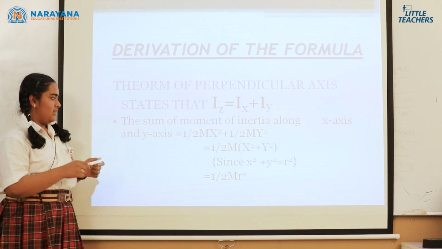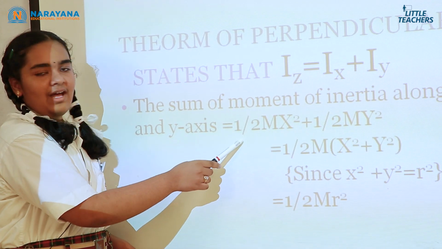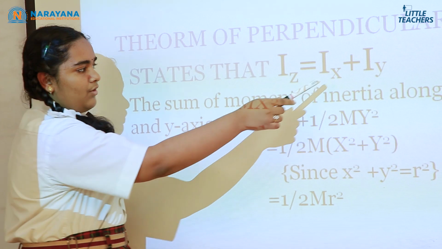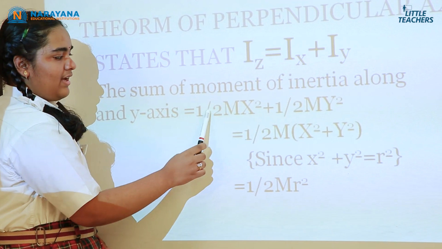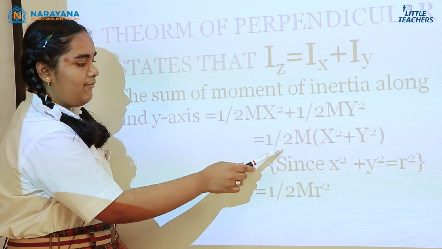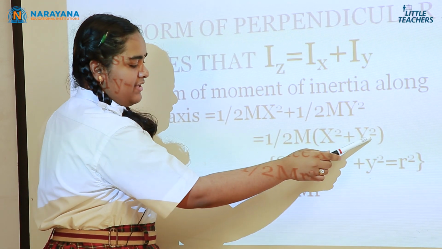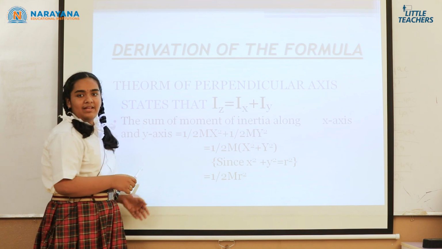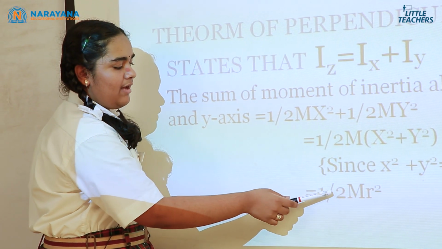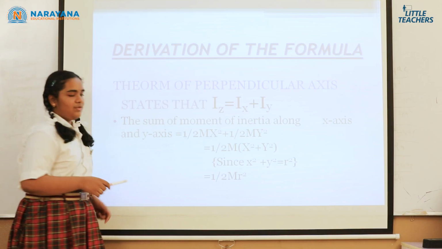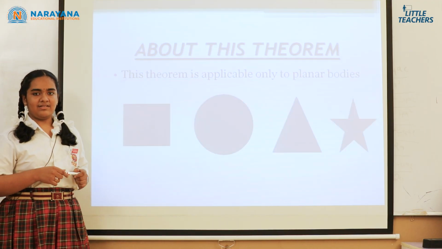So, we will prove this. Moment of inertia along x-axis is half m x square, as we know. Along y-axis is half m y square. So, when you add this, I take half m in common. So, we get half m (x square plus y square). As we proved, x square plus y square is r square, I substitute that in this equation. I get half m r square. As we know, moment of inertia with respect to z-axis is half m r square.